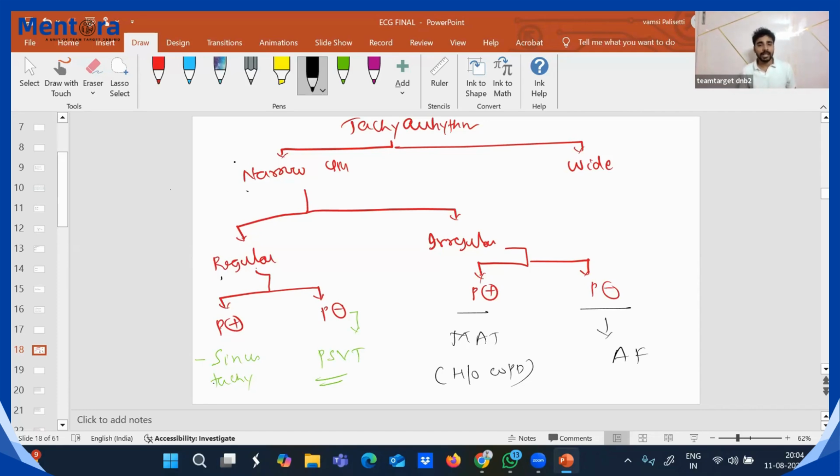Again, narrow complex, irregular rhythm, P wave is present, it's multifocal atrial tachycardia. Narrow complex, irregular rhythm, P wave absent, it is atrial fibrillation. Classic, hallmark. You won't go wrong. Even in an emergency situation, if a patient is suddenly in front of you, you can see the ECG and say it's AF, or say PSVT. It's just as simple as that. Understand the concept. If you understand the concept and apply it in this flowchart, it's very easy to remember. Even in your sleep, you will say.